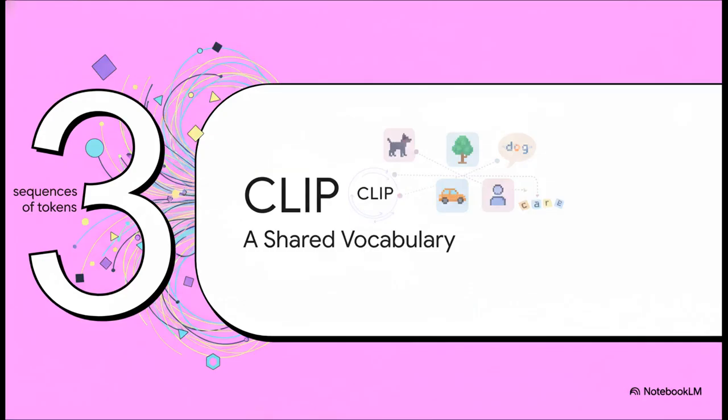Okay, so the Vision Transformer gives us a way to represent an image as a sequence of tokens. That's great. But that brings up the next big question. How does the model learn that a certain pattern of visual tokens actually means dog? The next challenge is to connect the meaning of these visual things to the meaning of actual words. And that's exactly the problem that a model called CLIP was designed to solve.